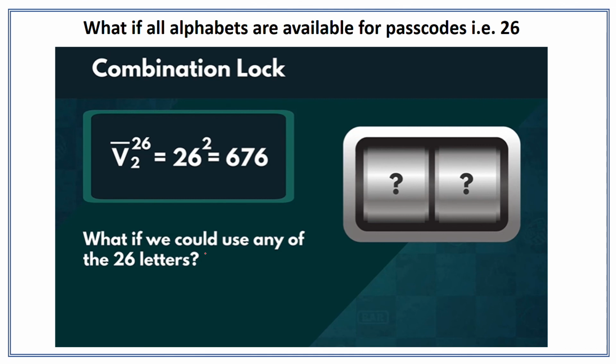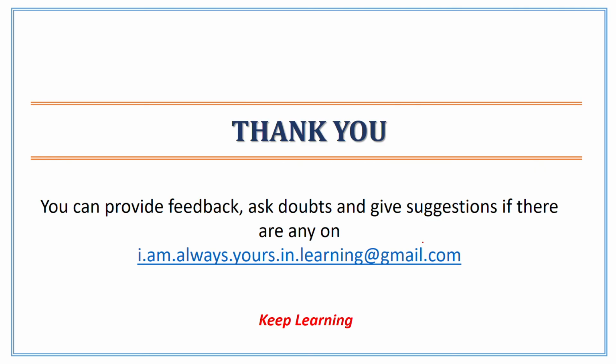Now suppose A to Z is available for use, that means you have 26 options. In that case it will be 26 raised to the power 2, which is 676. That means you could make 676 variations while proposing a passcode for this lock. I hope the concept of variation with repetition is clear to you.